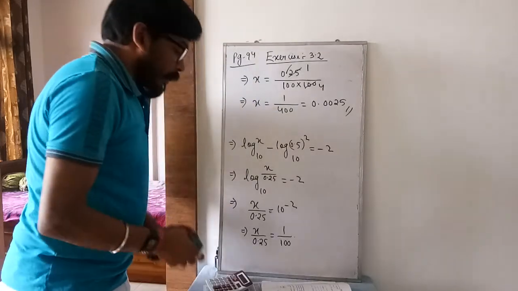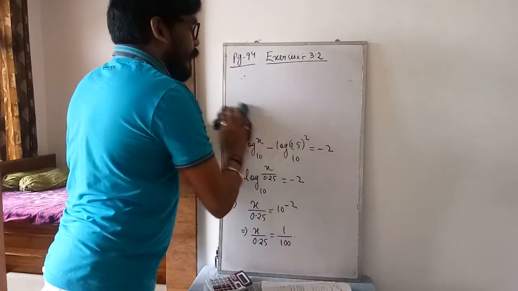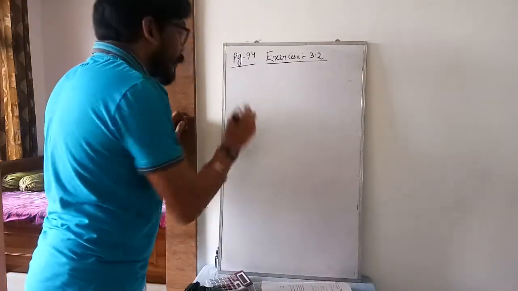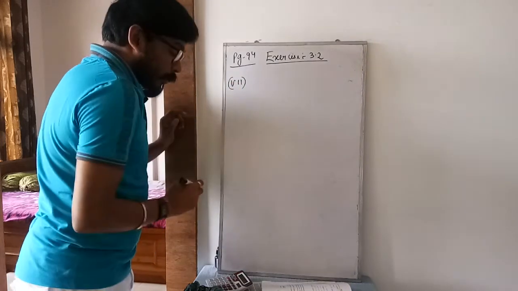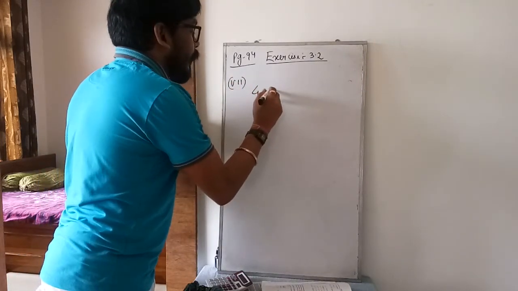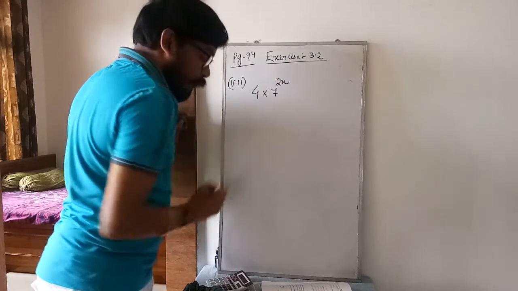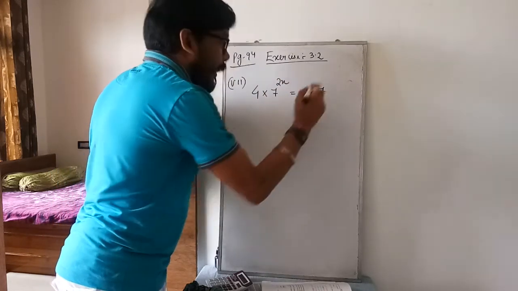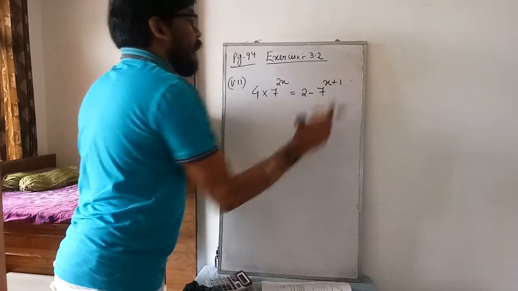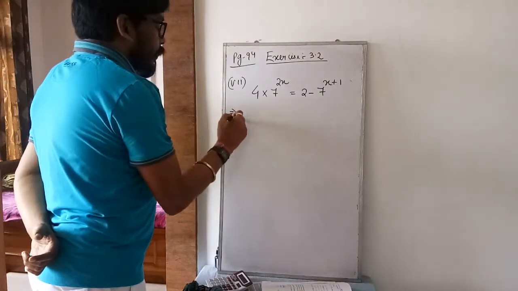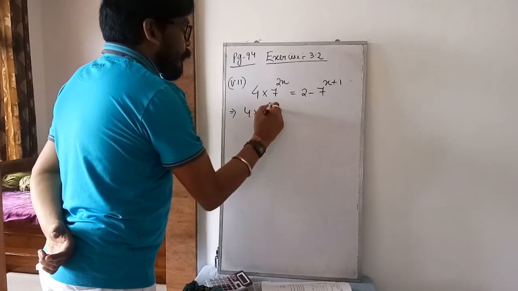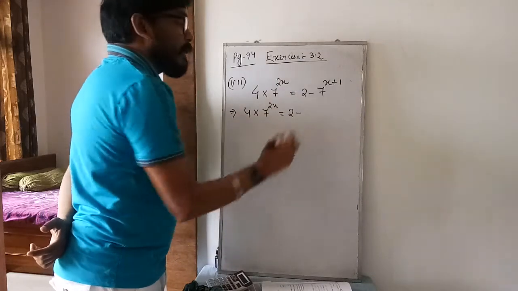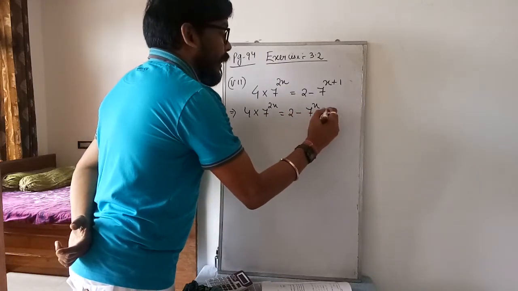Okay. Let me do number 7 now. 7 you give a star mark. Question number 7, I think you can solve this without log also. So 4 into 7 to the power 2x equal to 2 minus 7 to the power x plus 1. So this is the question given. So 4 into 7 to the power 2x, 2 minus. When the bases are same and you do the power plus, 7 to the power x, 7 to the power 1.